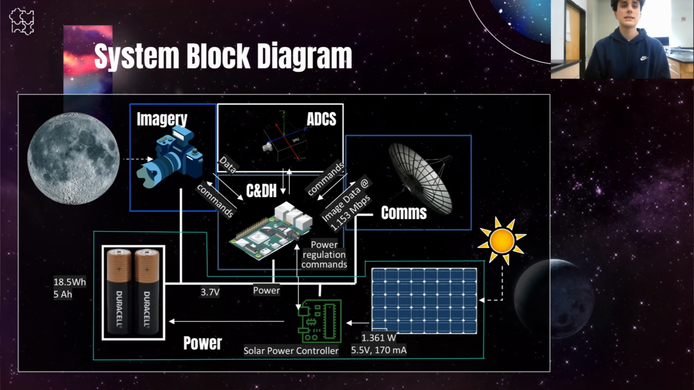Our CubeSat as a system is relatively simple, consisting of a Raspberry Pi at the heart and command and data handling connecting to an IMU, antenna, and camera. The power subsystem that makes it go consists of a solar panel, a controller for it, and a battery to hold charge for eclipses.